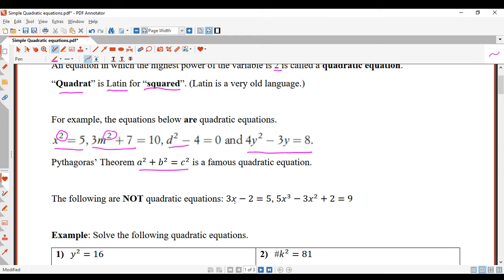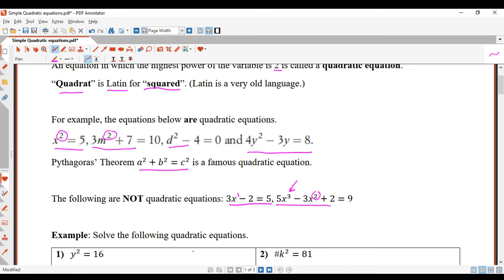Now, here are examples of equations which are not quadratic. So here, for example, 3x minus 2 equals 5. That's a linear equation, and the highest power of x in that equation is 1, so that's not quadratic. For this one here, even though we do have a squared term, the highest power of x in this equation is 3, so that's not a quadratic equation.